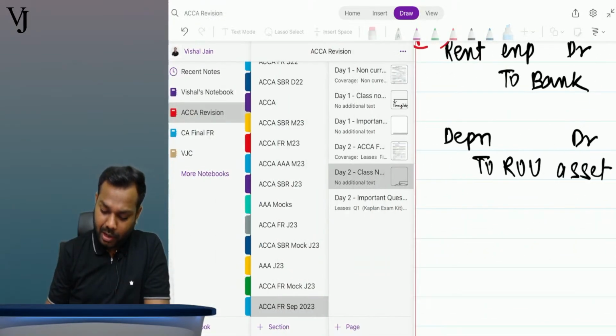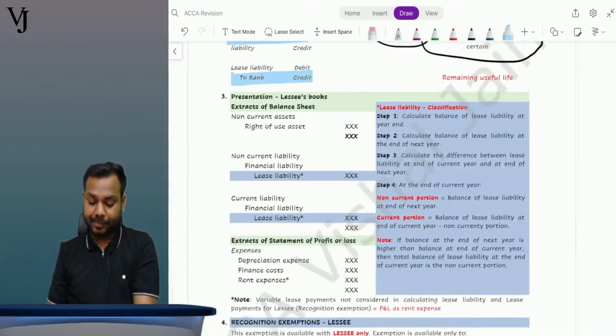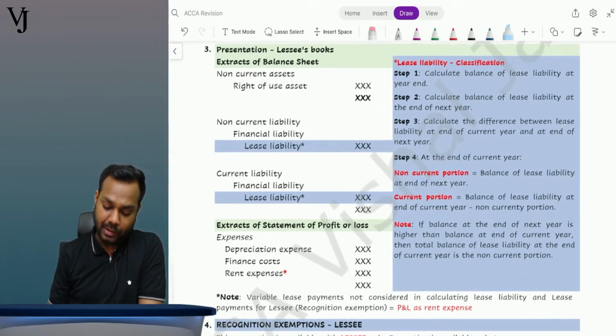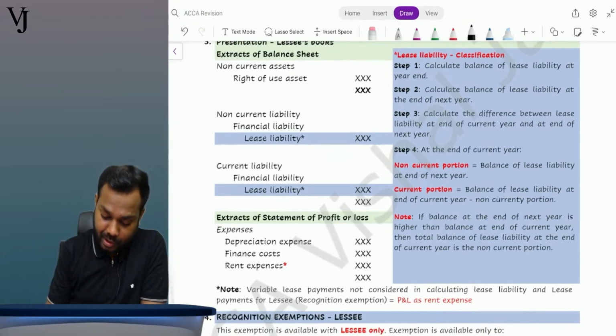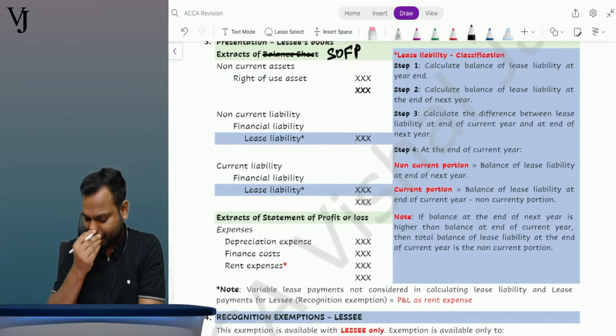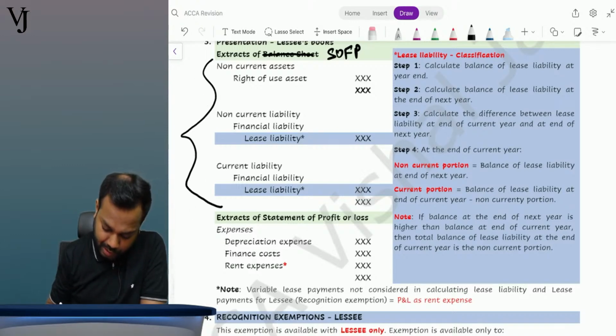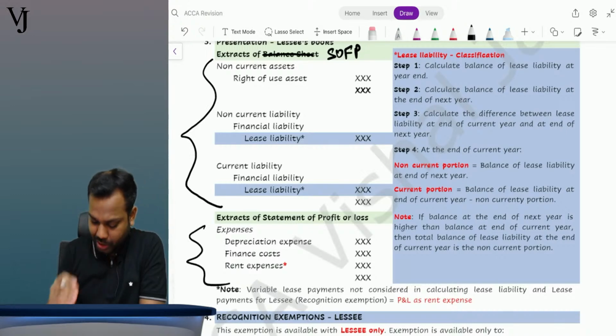Now coming back to our capsule presentation. Understand, guys, how things are presented in SOFP, not balance sheet. I write here SOFP, statement of financial position. This is a statement of financial position, and this is a statement of profit or loss. Okay, now it's the extract.